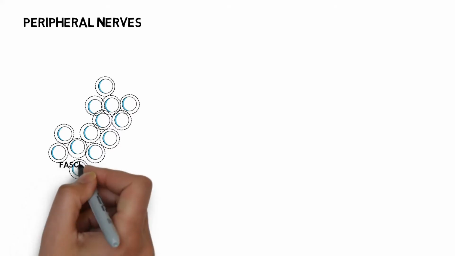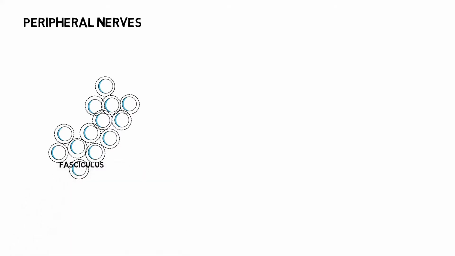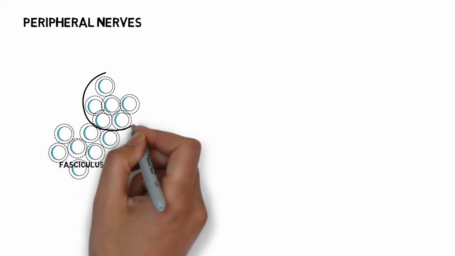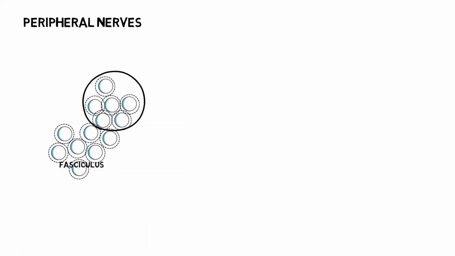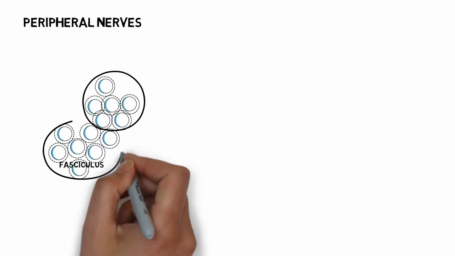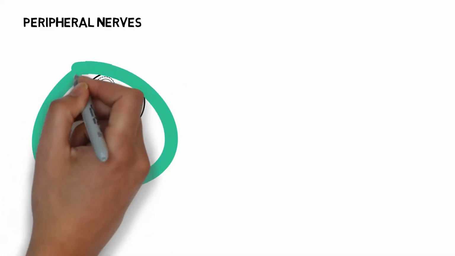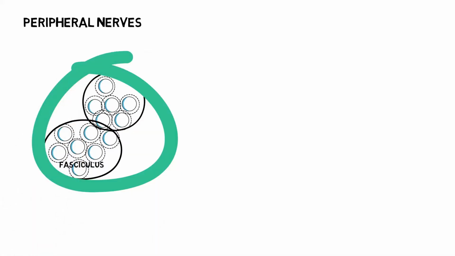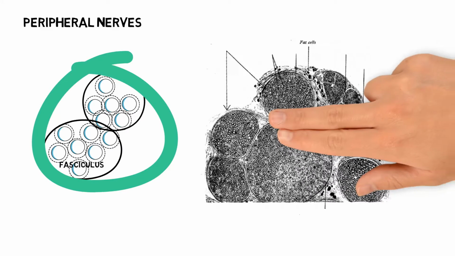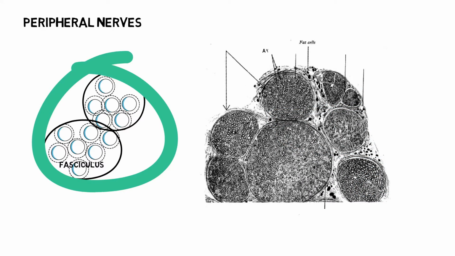The axons are bundled together into fibers called fasciculi. Each fasciculus is surrounded in tissue called perineurium. Perineurium is made up of connective tissue. Bundles of fasciculi form the nerve itself. This is covered in epineurium, a tough connective tissue that protects the nerve. In real life, it looks like this, with the axon, endoneurium, fascicle, perineurium, and epineurium.